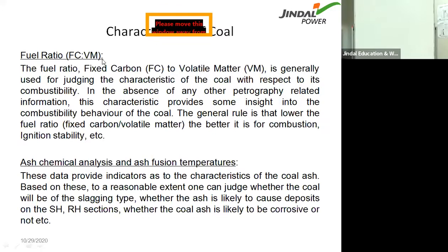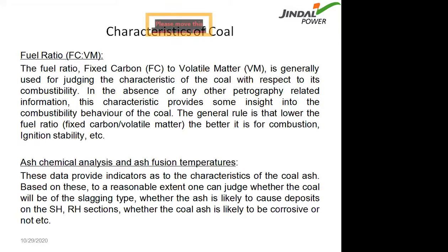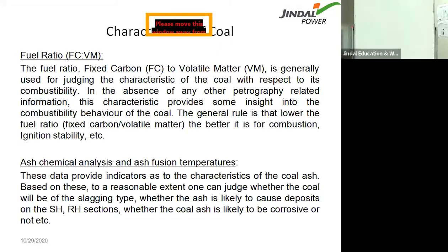This term, fuel ratio, is mainly what we use to determine for making a coal selection process. Fuel ratio is the ratio of fixed carbon and volatile material. 1.5 max is desirable in case of non-coking coal. That means FC by VM should be less than or equal to 1.5. Then this coal is suitable for electricity generation and for the purpose of procurement at a power plant.